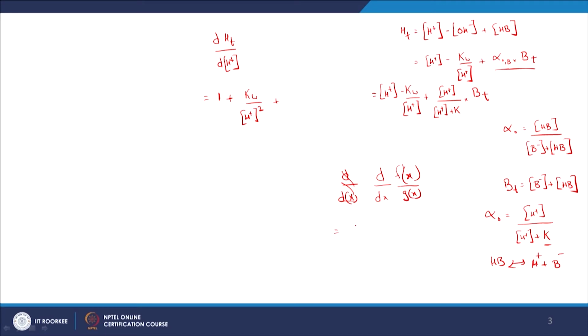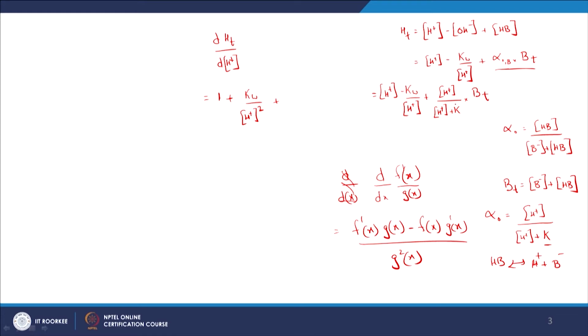So I think it's going to be equal to the first derivative of f of x into g of x, minus f of x into the first derivative of g of x, by the square of g of x, right? I believe this is what we have. So let's try to plug that in here.